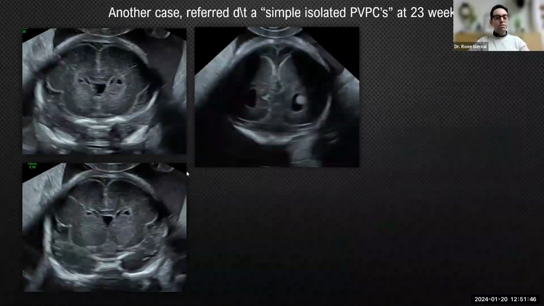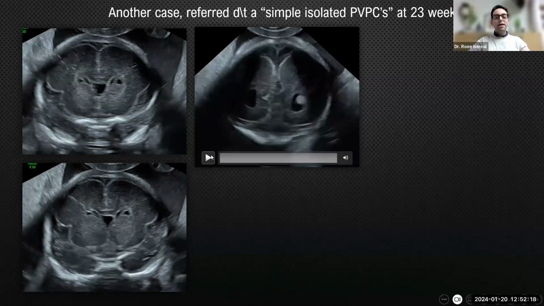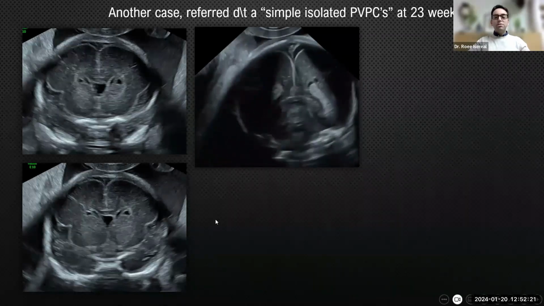However, I would like to show you an interesting case to show you that when we are talking about isolated, you have to be very careful in looking for additional findings. This is a case that was referred due to simple, isolated, non-significant periventricular pseudocysts at 22, 23 weeks. One of our colleagues, who is a very good sonographer, found them on a screening examination, and you can see he was correct. There were actually these two periventricular cysts in an apparently normal-appearing brain. However, I performed this examination because I wanted to be sure that this is completely isolated. And if I run this video, did you see the abnormality here?